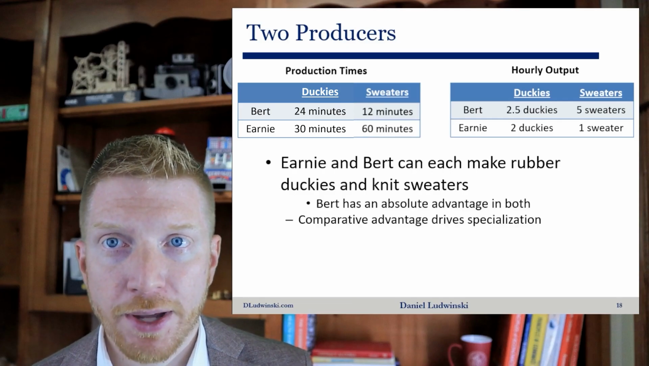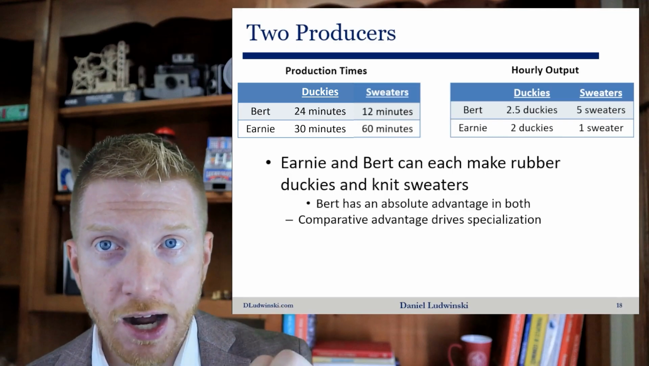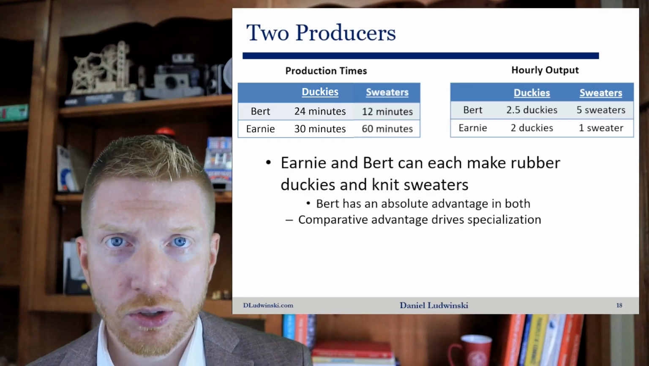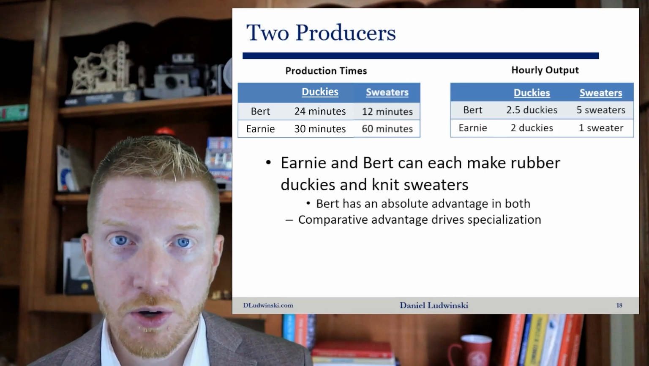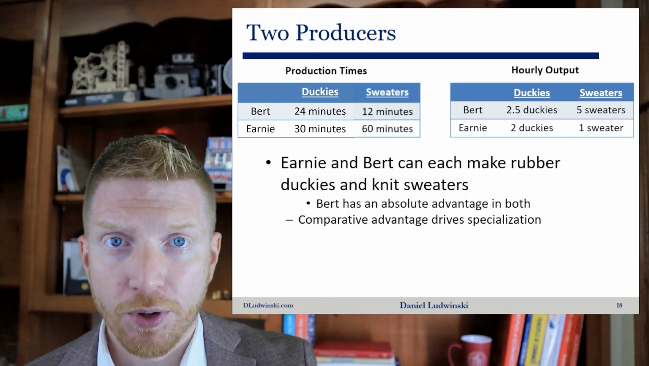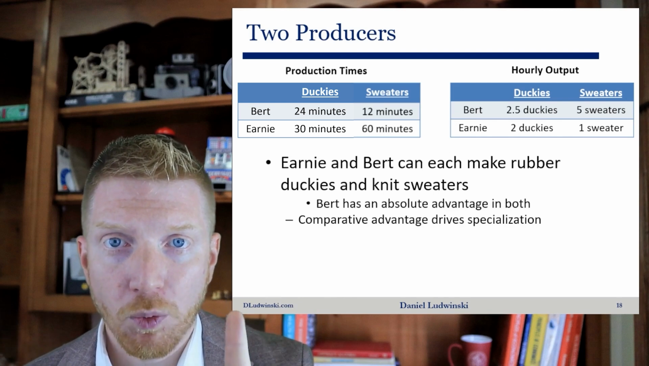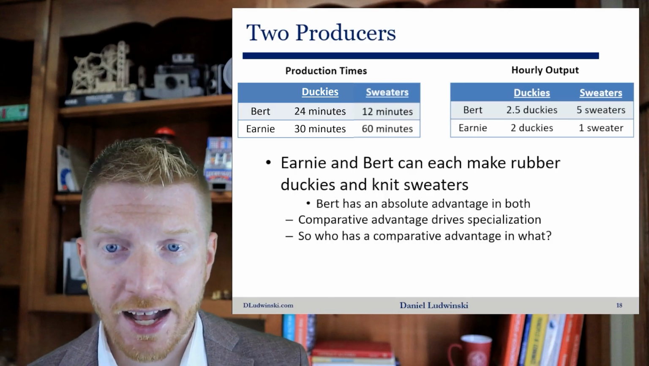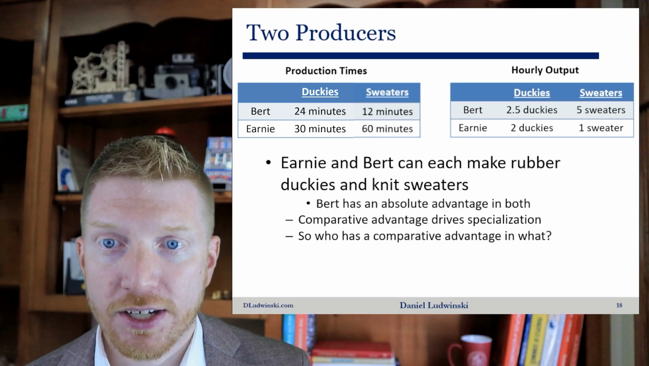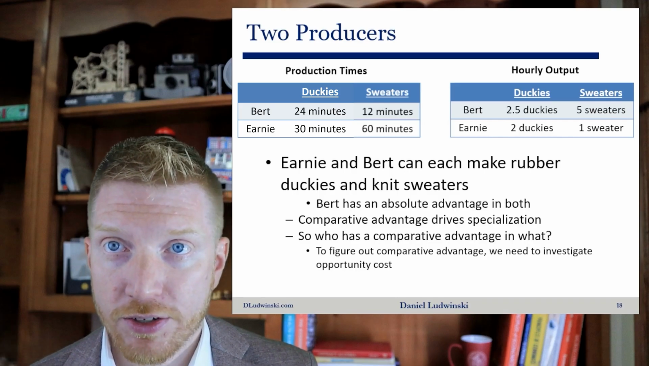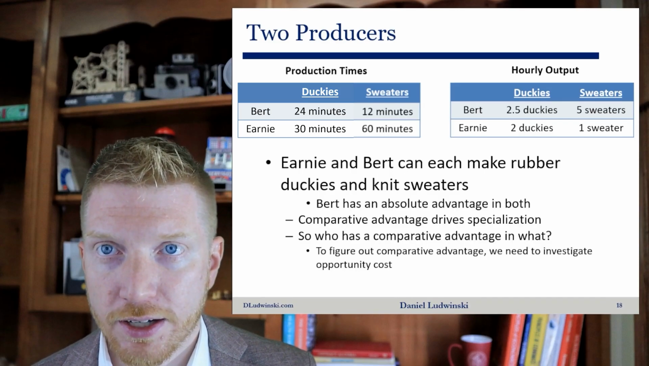When we're thinking about comparative advantage, this is what's going to drive specialization. And I think the easiest way to think about comparative advantage is to look at this hourly output view, because it's showing them in an easily compared input. This is how much you can make with the same input, 1 hour of labor. And the first question we're going to ask is who has the comparative advantage in duckies and who has the comparative advantage in sweaters? Now, to think about comparative advantage, we need to introduce this idea of opportunity cost.